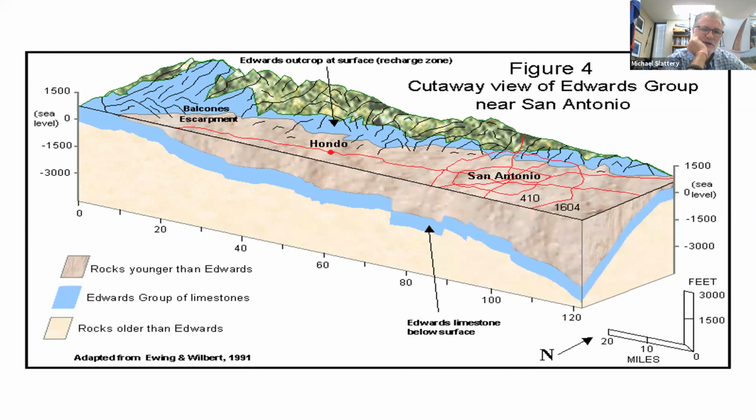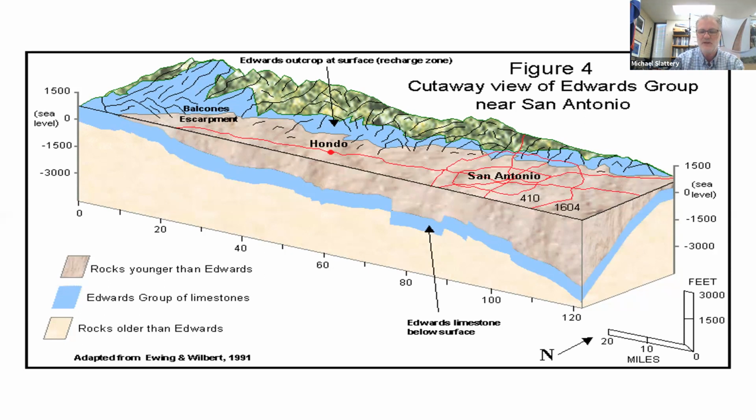The rocks above it are younger. The rocks below it are older. So the blue here is the Edwards Aquifer. Okay? And it's a confined aquifer below San Antonio. But notice from this diagram that the blue rocks, the Edwards group of limestones, bands upwards and then becomes exposed at the surface here. And that's the recharge zone for the Edwards Aquifer, right? Where the blue is all exposed at the surface.